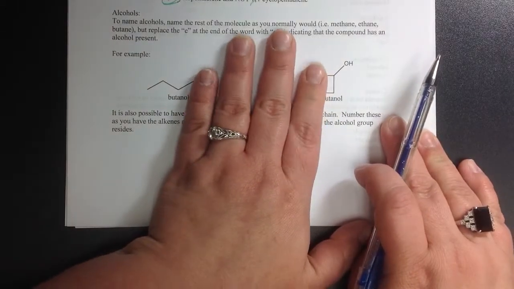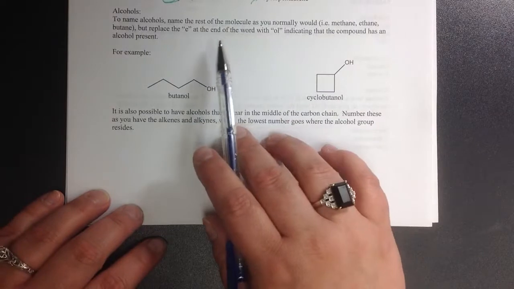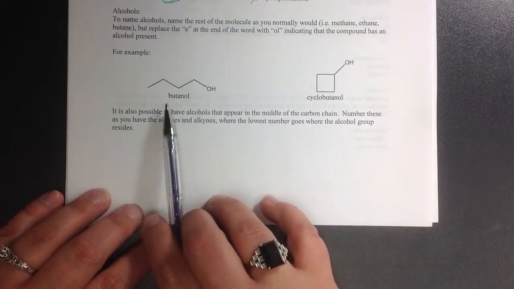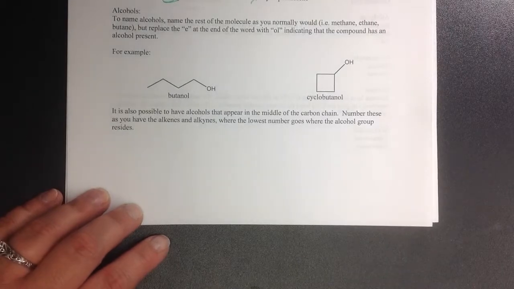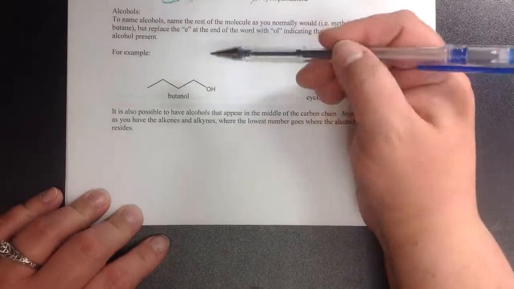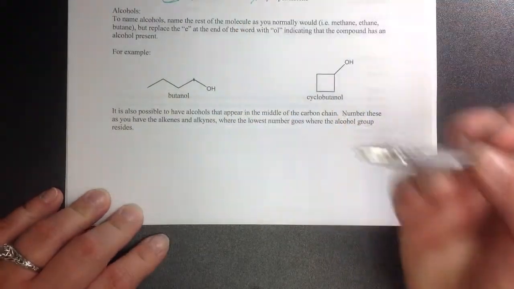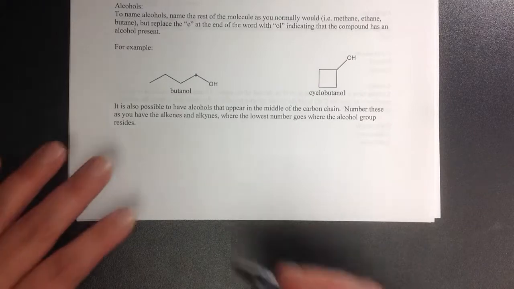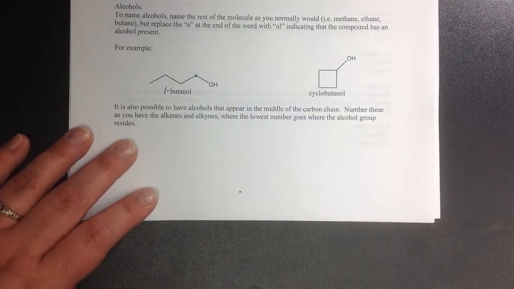Naming this would be butane. Take off the E and add OL, so it becomes butanol. Now, it is the case that with these functional groups we need to tell people where they're located. Well, this one is located on this first carbon here, so just like before, it doesn't matter if you put the 1-butanol, it's the same thing as just saying butanol.